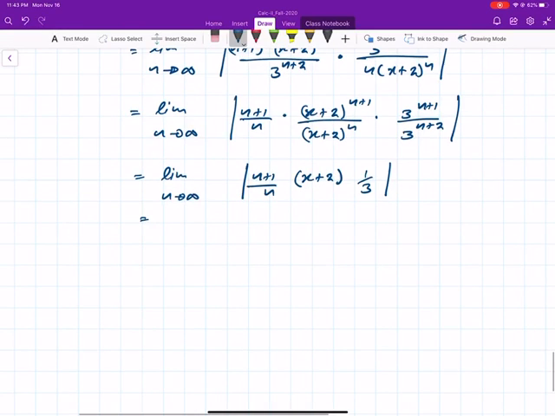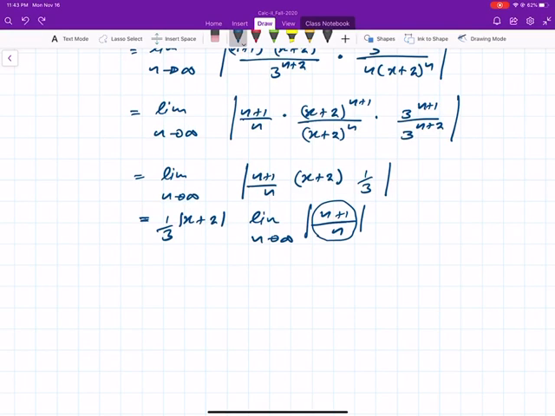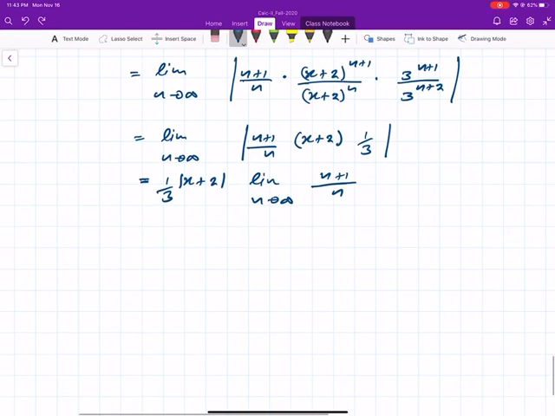I write this as absolute value of x plus 2 times 1/3, and then I write limit as n goes to infinity of n plus 1 over n. I don't need to put absolute value here because this is always positive. Alright, so I write this as 1/3 absolute value of x plus 2, and then before applying the limit I just divide the numerator and denominator by n.